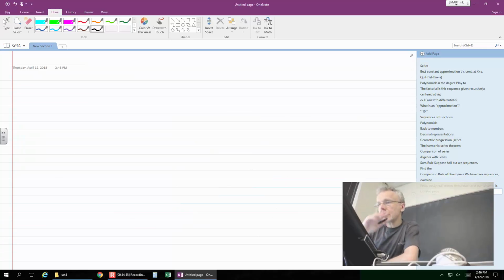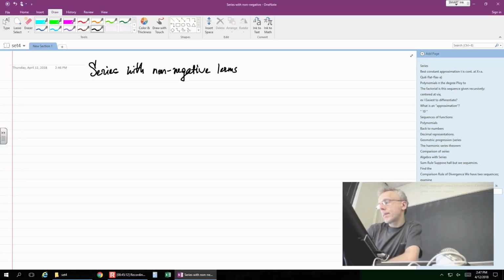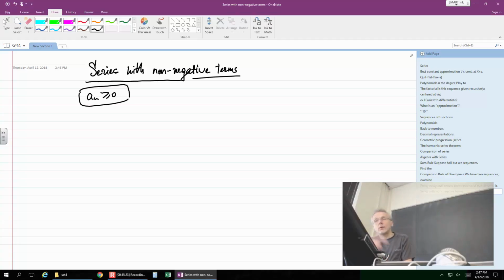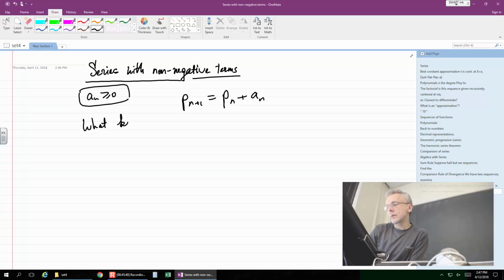There are sometimes more shortcuts, if the series have non-negative terms. So an starts this way. This is the starting point. Then you have a sequence, and each term is non-negative. Then, as we just discussed, pn plus 1 is equal to pn plus an. So you start with 0, and then you start adding things, and these things are non-negative. So what kind of sequence is pn?